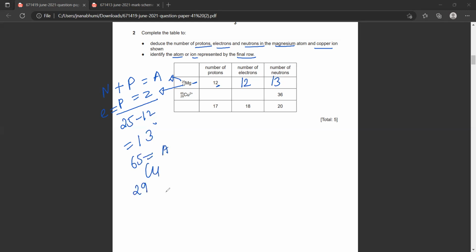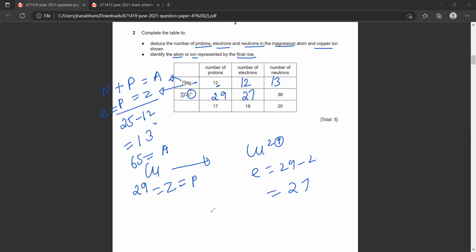So this is your A, this is your Z equal to P. So 2 electrons are lost, so it is forming Cu 2 plus. So the number of electrons will be 29 minus 2, so it will be 27. So the proton is 29 but the number of electrons will be 27.